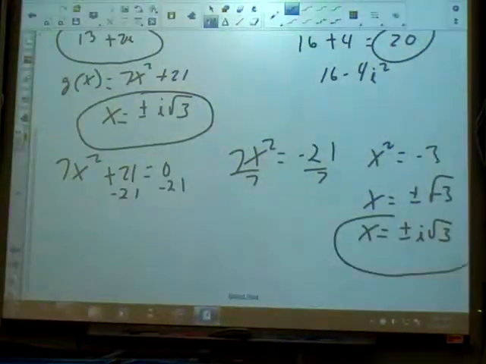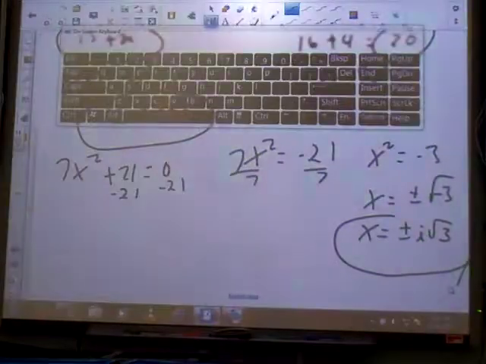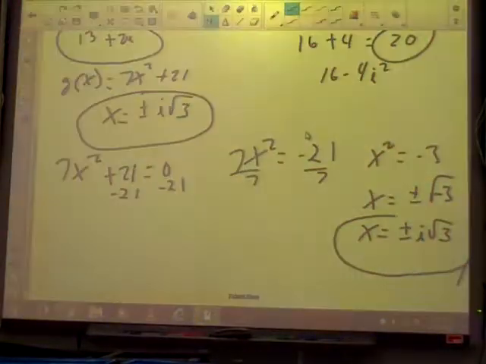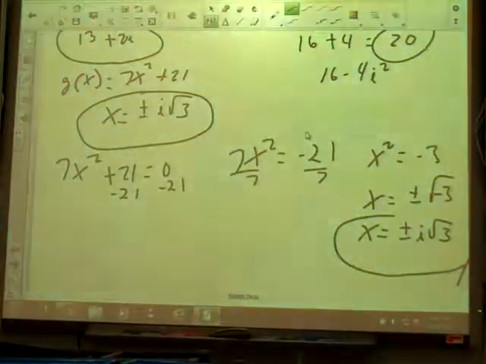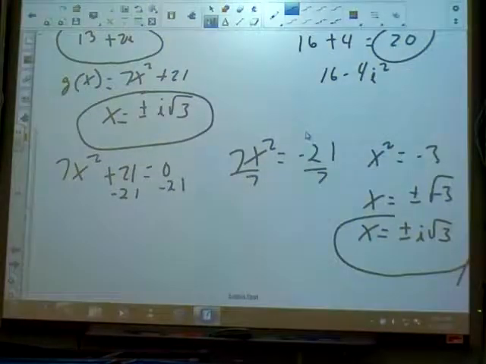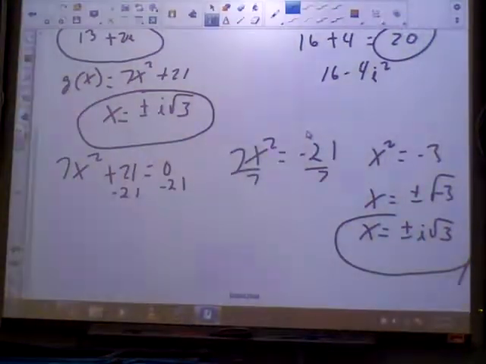Alright. What we're going to look at tomorrow will be an assignment over this stuff. Okay? I'll leave it up there for you. Will that assignment be for points again? Yep. Good. I need it.